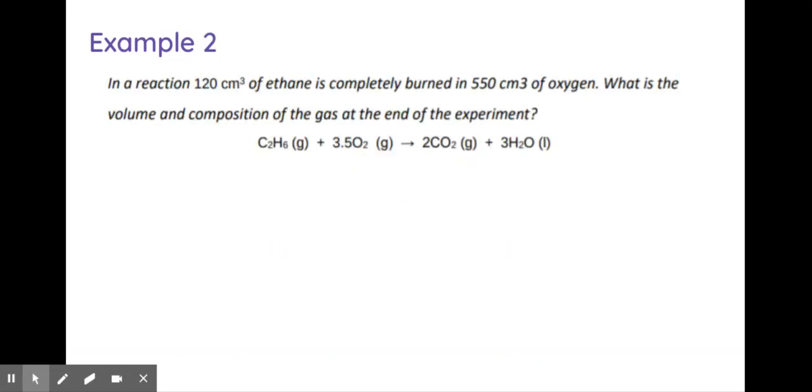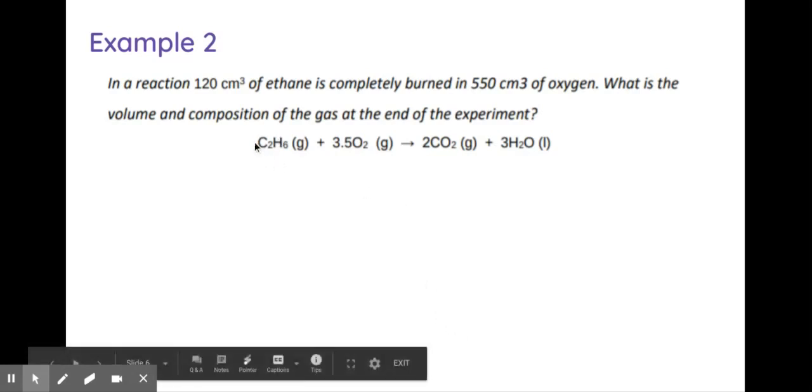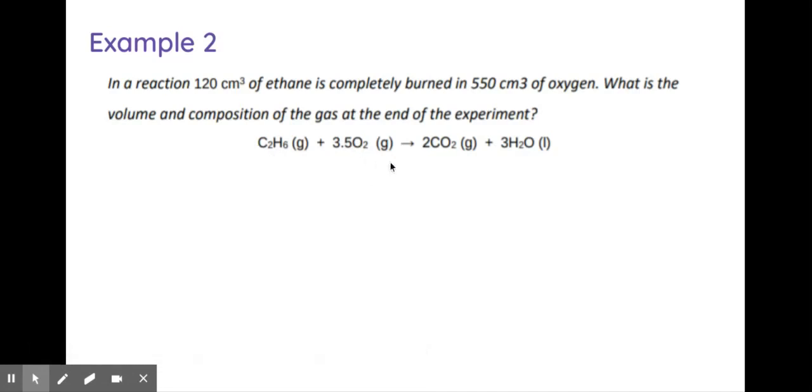Okay, example 2. In a reaction, 120 centimetres cubed of ethane is completely burned in 550 centimetres cubed of oxygen. What is the volume and composition of the gas at the end of the experiment? So that's asking us, at the end of the experiment, what are we going to have and how much of it are we going to have? So let's first of all determine which reactant is in excess. We have 1 mole of ethane reacts with 3.5 moles of oxygen to give us 2 moles of CO2.